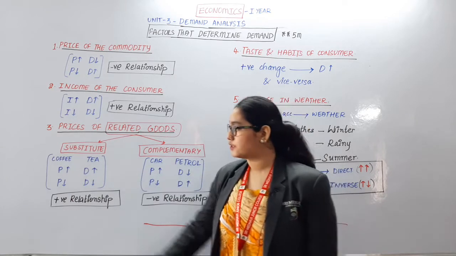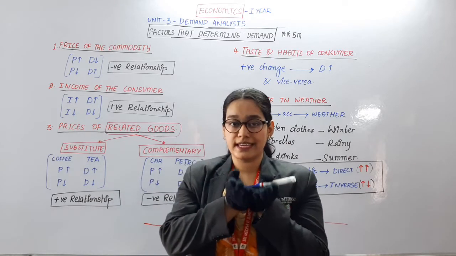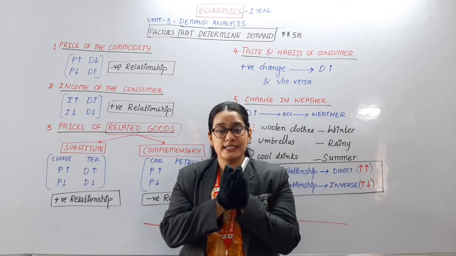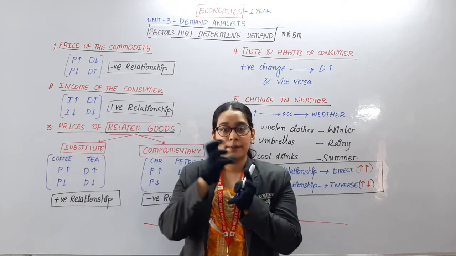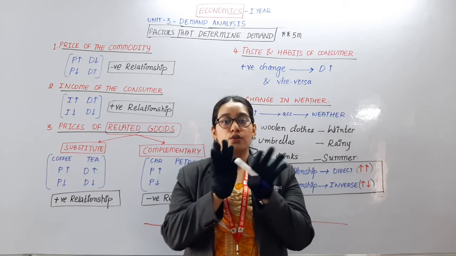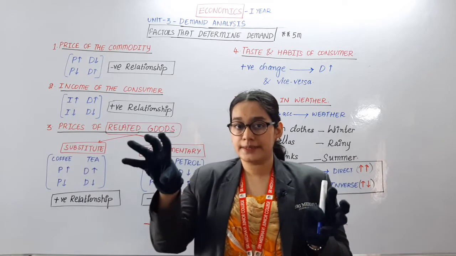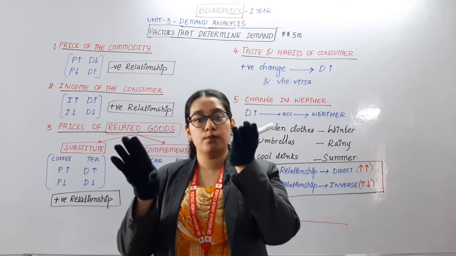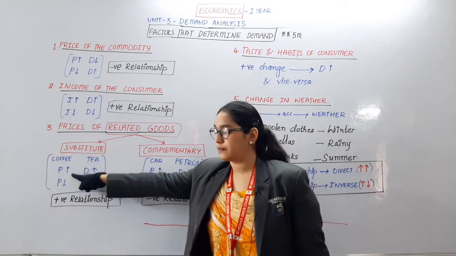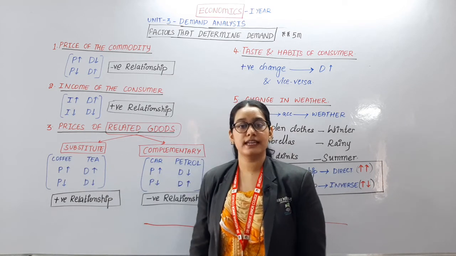Okay. So listen carefully, whenever the price of coffee is increasing, will any person buy coffee? Will anyone buy coffee at a higher price? No, no one will buy. Instead of coffee, what other option do we have? Tea. So when the price of coffee is more, the demand for tea increases. Whenever the price of coffee increases, demand for tea also increases.